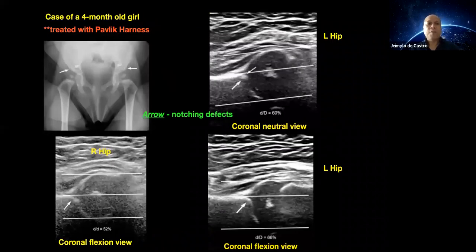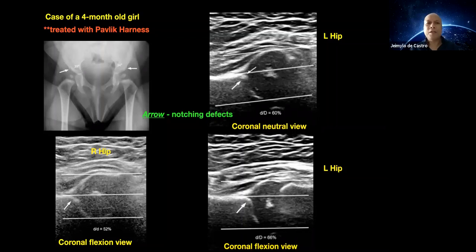Now, this is a 4-month-old patient who is treated with a Pavlik harness. You look at the X-ray with an acetabular index of 34 degrees on the left and 39 degrees on the right. And as you can see here, there is a notching defect at the promontory, noted by the arrow, and it is echogenic. In other words, there is something there causing a defect, okay?